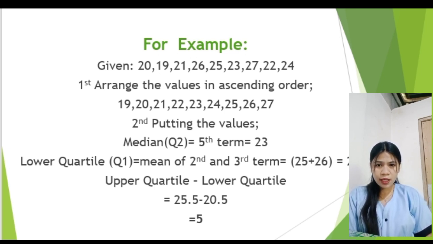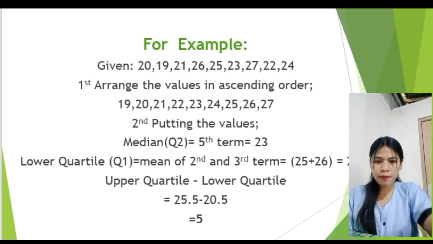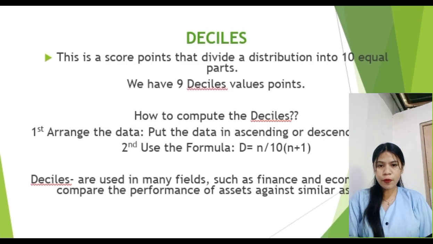Then the medians of the lower half and upper half give the lower and upper quartiles, 20.5 and 25.5. Upper quartile minus lower quartile equals 25.5 minus 20.5, which equals 5. The answer is 5.